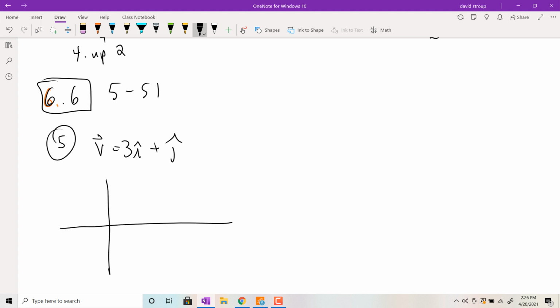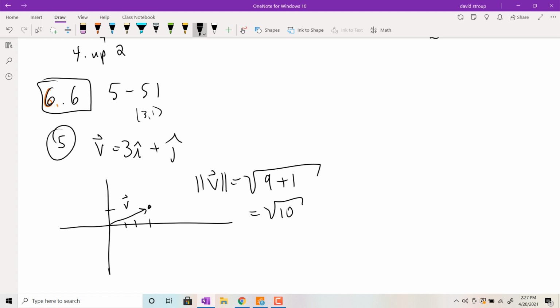So you can think of this as an ordered pair, (3, 1). You just graph that point, 1, 2, 3, and then 1, and then draw an arrow to it. Okay, and that will be vector v. The magnitude of that vector is the length of the arrow. Based off the Pythagorean Theorem, the magnitude will be the square root of 3 squared plus 1 squared. So 9 plus 1, which is root 10.